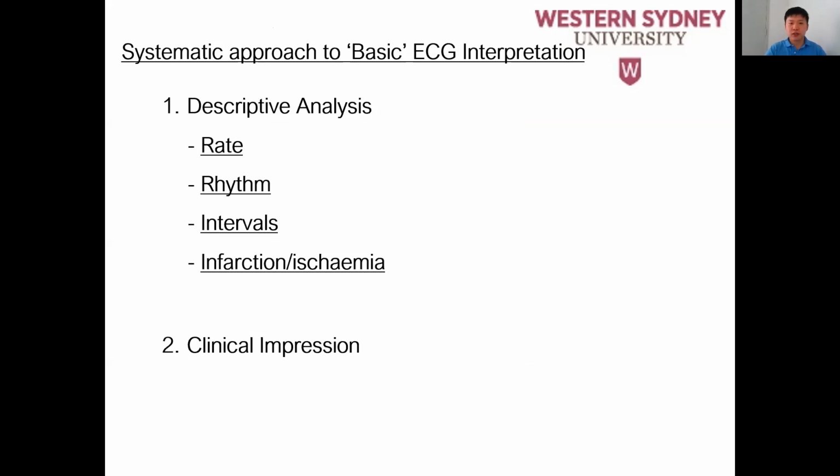So the first step we use is descriptive analysis. That is basically you're trying to describe what you see on the ECG instead of trying to interpret it straight away. You have to describe what you see, and then after you've described what you see on the ECG, you have to look at the clinical picture and try to correlate the ECG to the clinical picture of the patient.